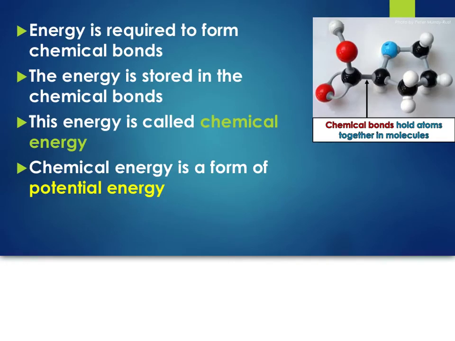Now, when chemical bonds are formed, energy is required to form these bonds. That chemical energy is stored in these bonds here. That is what links the individual atoms together. So the energy is stored in these bonds, and it's called chemical energy because it's in a chemical bond. And because it's stored energy, it is a form of potential energy.